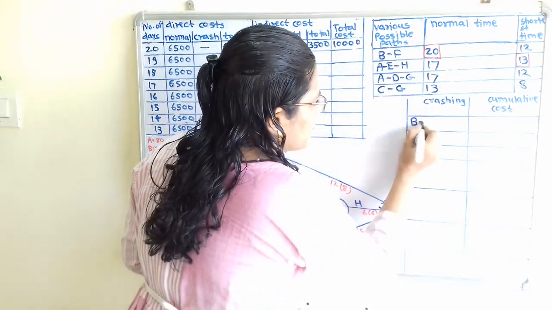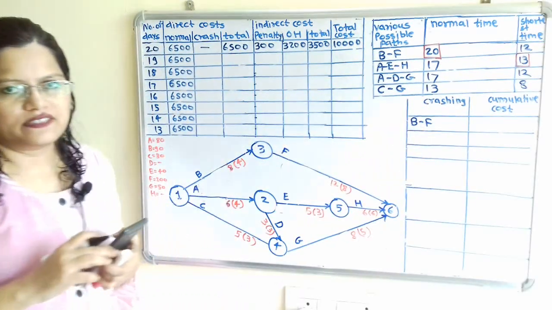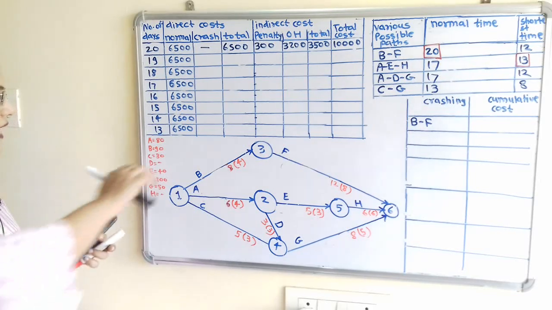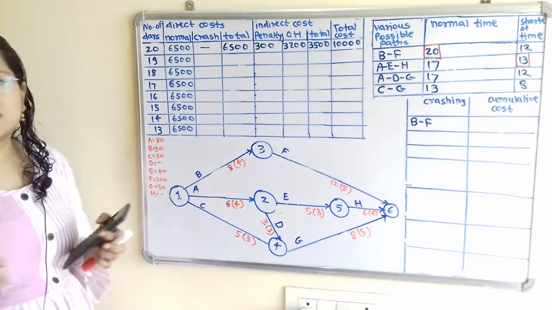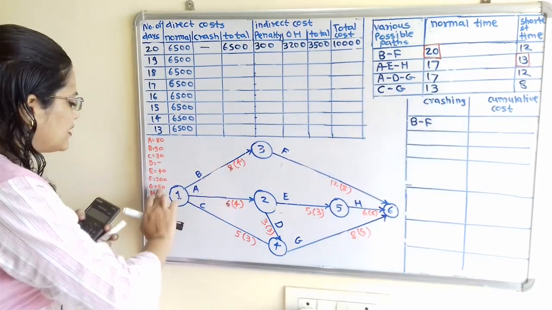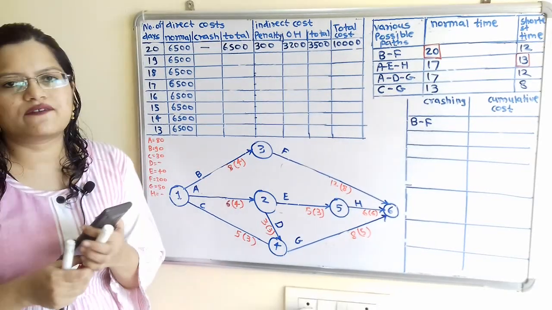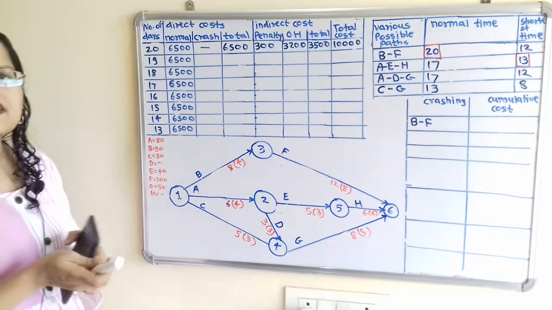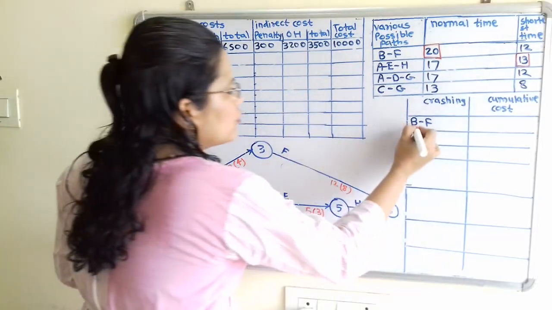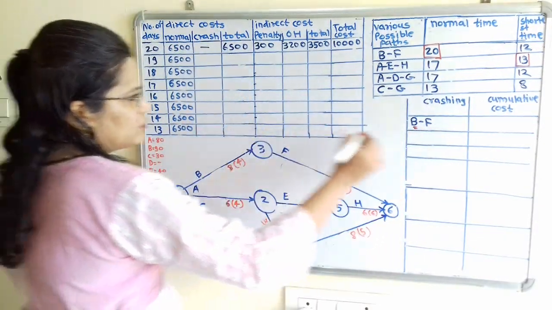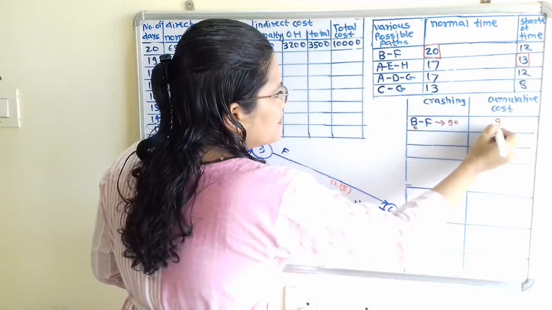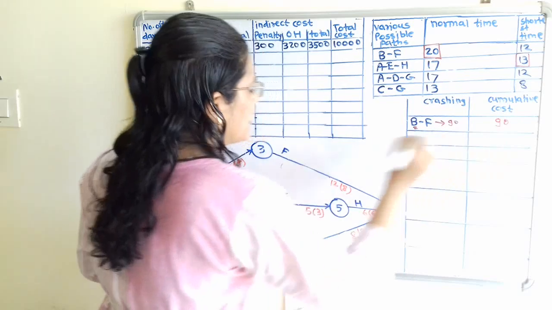Now there are two activities. So which activity will we reduce? For activity B, cost of reduction is 90 and for F it is 200. So we have to select the lesser number, that is 90. So I will select the activity B. For B it is 90. So here I will write the cost is 90. So cumulative cost, because it is the first row, we will write as it is.